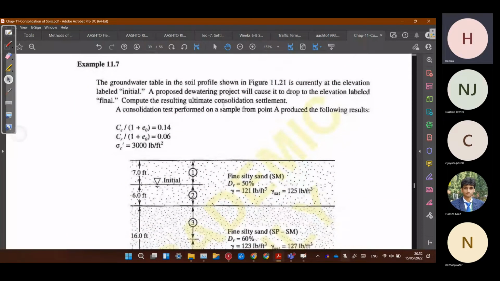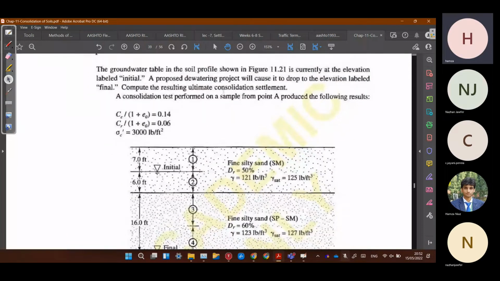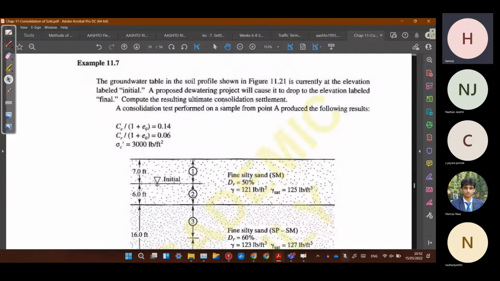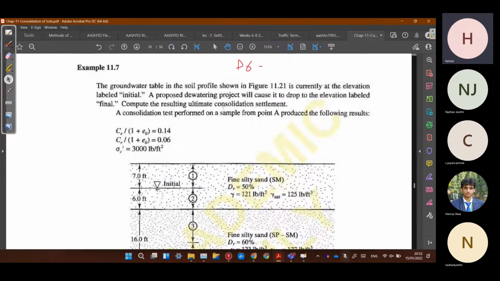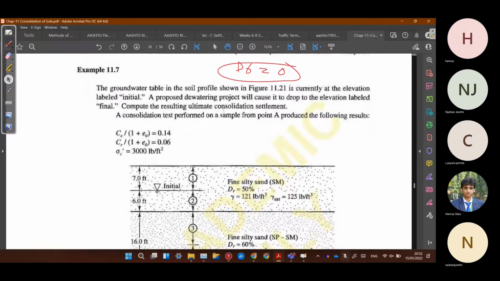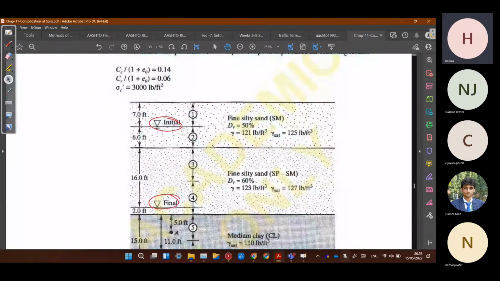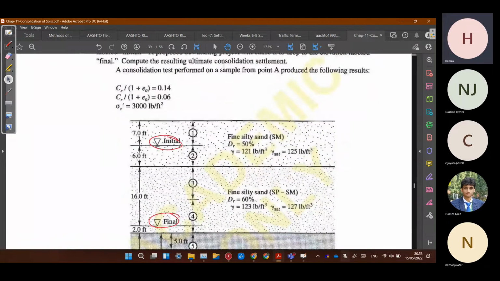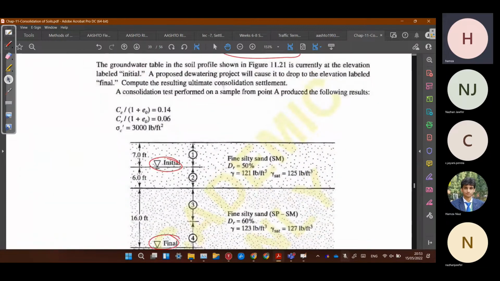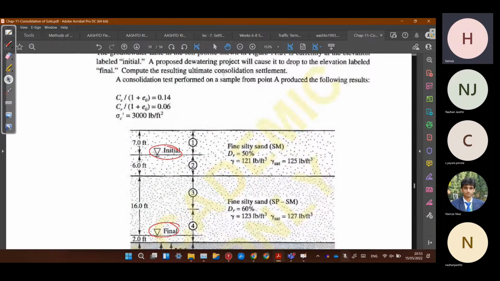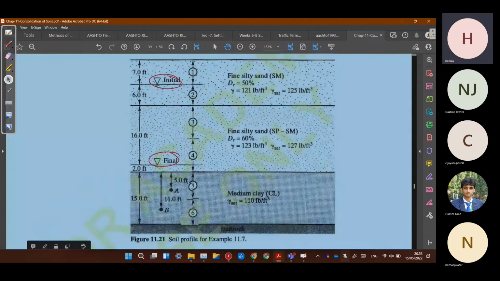No, so if we move to this problem, in this problem there is no overburden pressure. That means delta sigma is 0. The only difference is that the groundwater table changed from this initial value to this final value. The groundwater table has reduced. Just this effect occurred. So this is a simpler case.